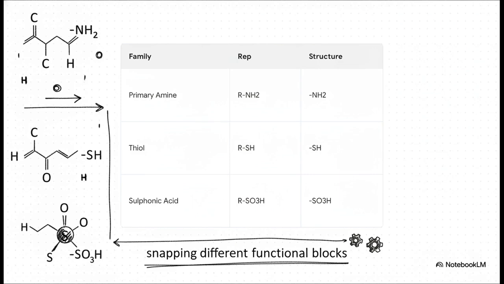Now, what if we use sulfur instead of oxygen? Well, if we attach an SH group to our R chain, the family becomes a thiol. And for something a bit bulkier, if we replace a hydrogen with an SO3H group, we get a sulfonic acid. The underlying logic is exactly the same. We are just snapping different functional blocks right onto our base R chain on the board.